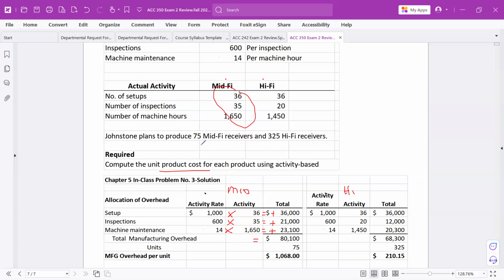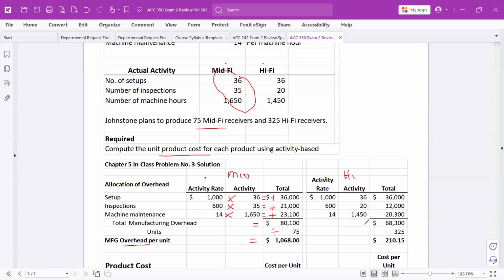And if we want the overhead on a per unit basis, divide by the number of units, divide by the 75. So the overhead is 1068. Right? The manufacturing overhead per unit is 1068 for this mid product.